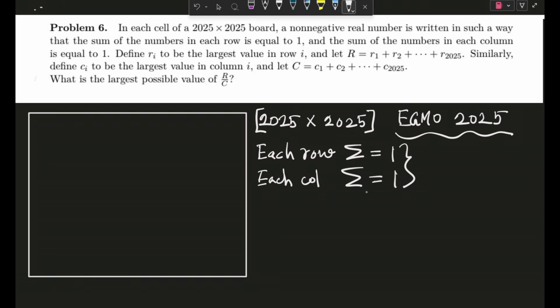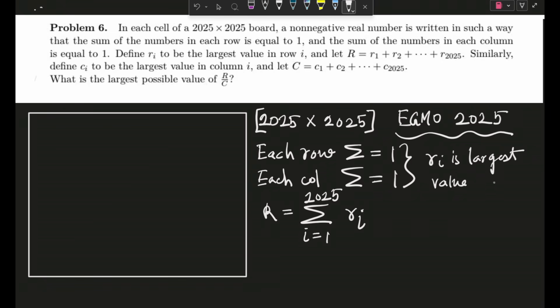Now we have to define Ri to be the largest value in row i, and let capital R be R1 plus R2 up till R2025. So capital R is basically given as the sum from i equals 1 to 2025 of small ri. And what is the small ri? Small ri is the largest value in row i, or rather the maximum value in row i. Please understand this very carefully, because each element of this particular question is important.